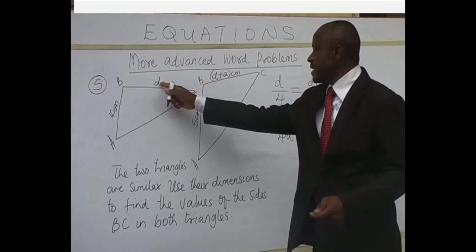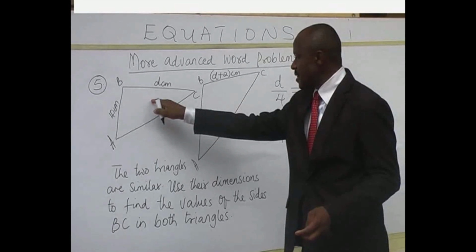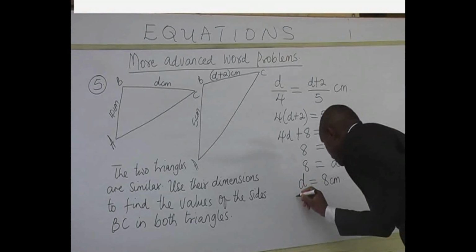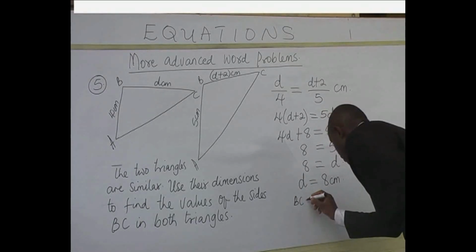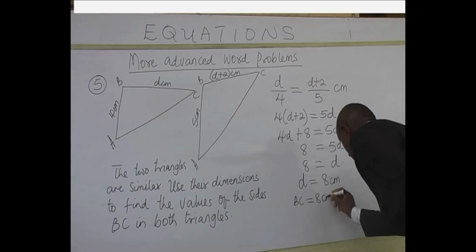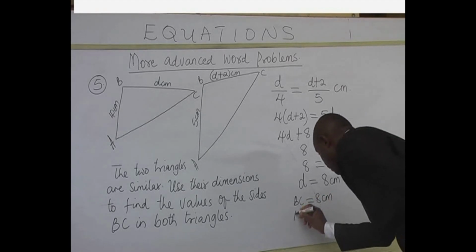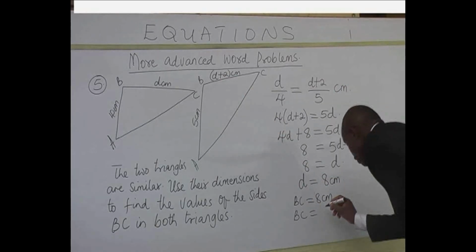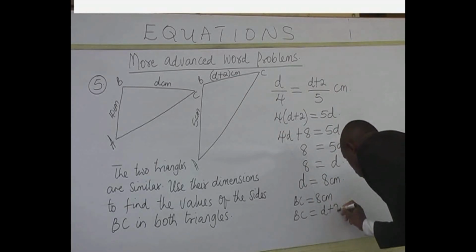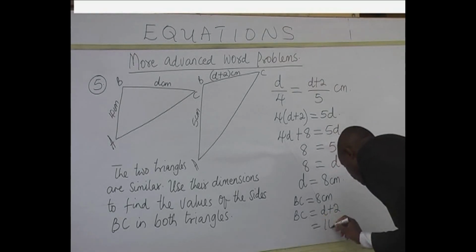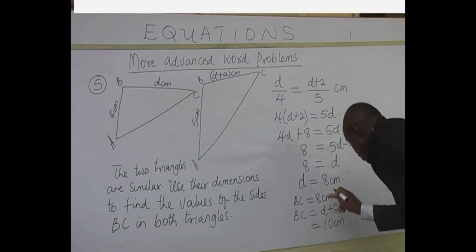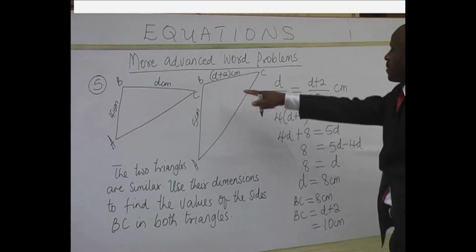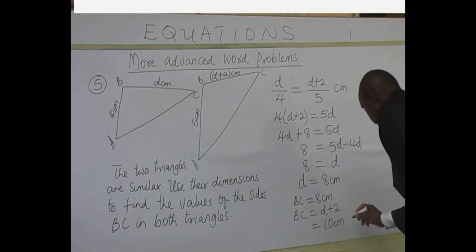If D is 8 centimeters, that means D, or BC in the first triangle, is 8 centimeters. While in the second triangle, since we have D plus 2, BC will be D plus 2, which is 10 centimeters. That means 8, which is D, plus 2, which is already attached to the value of BC in the triangle.